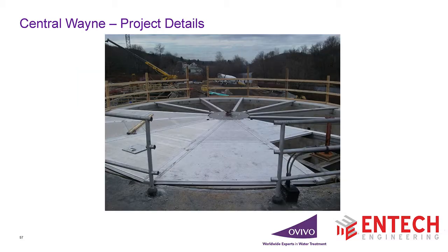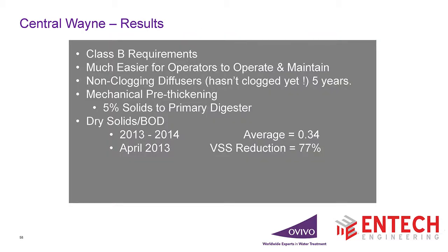And this is the cover being put in place during construction. Next, Brian. And the results: Class B, easier to maintain. In 5 years, we haven't clogged the diffuser. Good 5% solids to the primary digester. Volatile solids reduction to 77%, and about 0.34 pounds of solids per pound of BOD. Brian, next one.